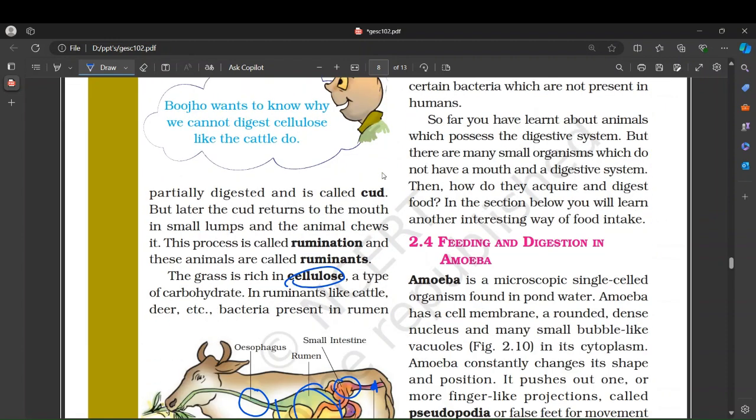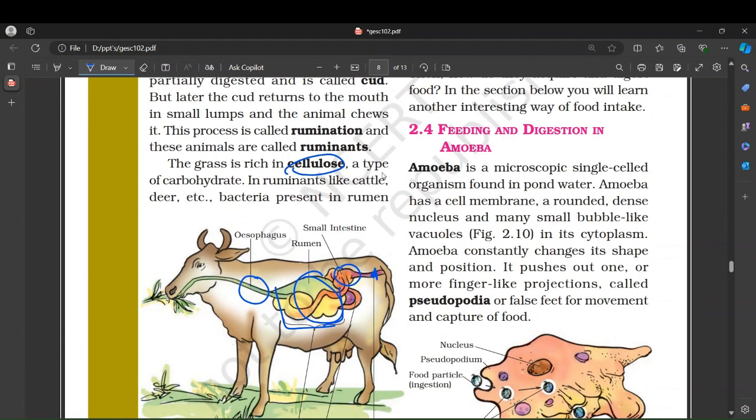So far, you have learnt about animals which possess the digestive system, but there are so many other small organisms which do not have a mouth and digestive systems, right? So then, how do they acquire and digest food? So in this section below, you will learn about another interesting way of food intake.